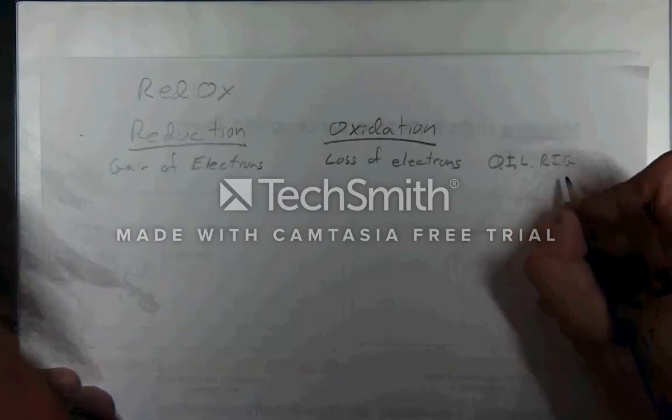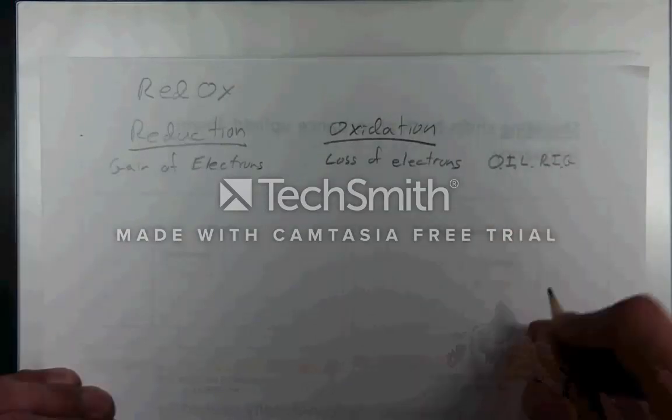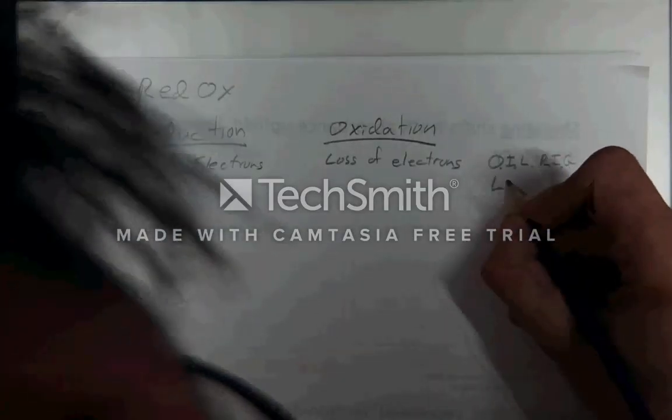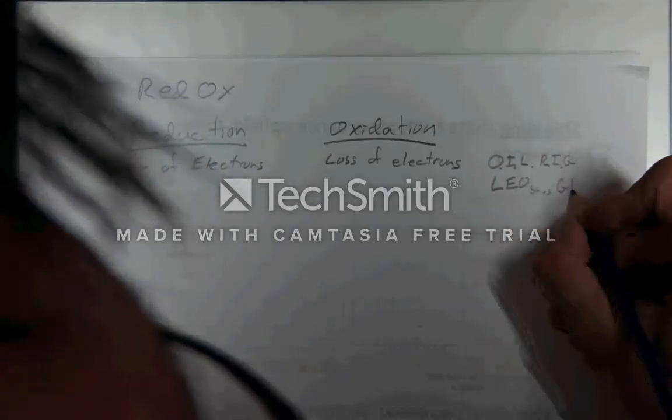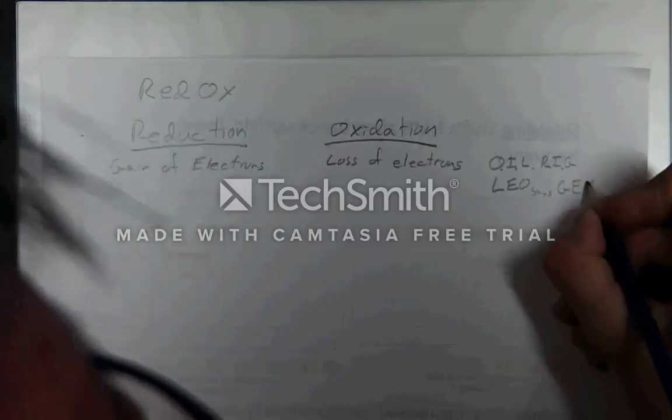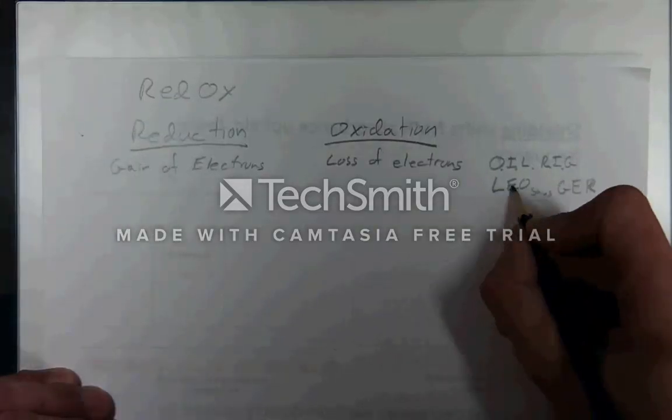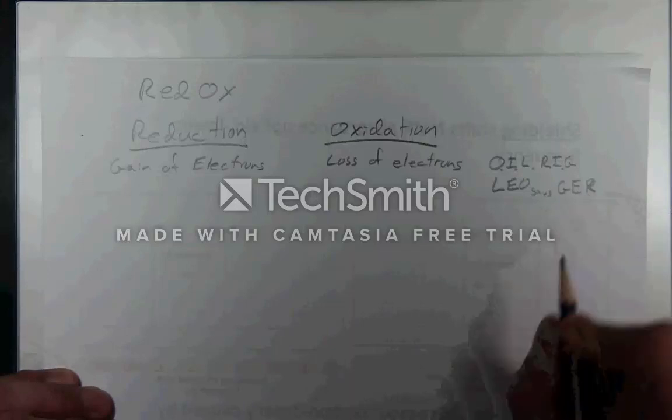Oxidation is loss of electrons, reduction is gain of electrons, or the one I prefer is Leo the Lion says grr. Loss of electrons, oxidation, gain of electrons, reduction.